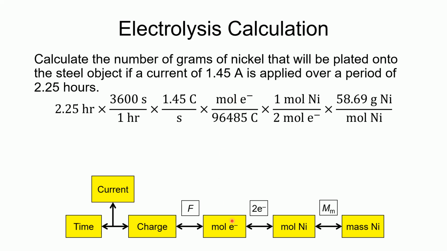And then from moles of electrons, we'll get to the moles of nickel. For every mole of nickel, there are 2 moles of electrons that are consumed, so we'll have 1 over 2. Our moles of electrons cancel out. And then finally with our molar mass, our moles of nickel will cancel out. And that will give us 3.57 grams of nickel that will be plated out over that period.